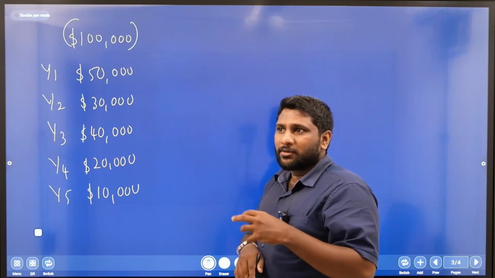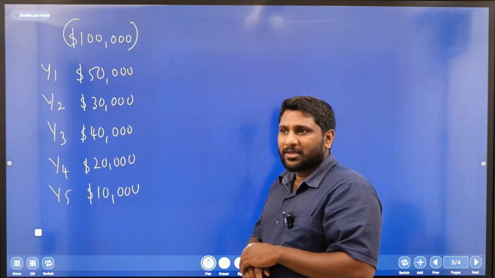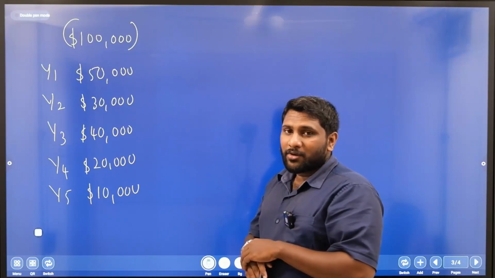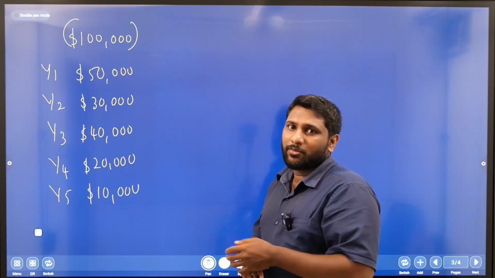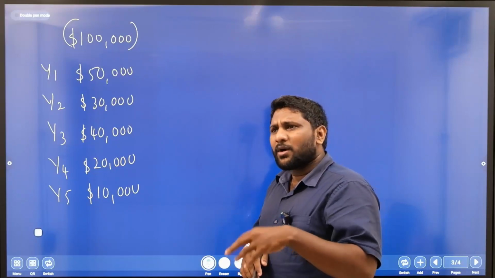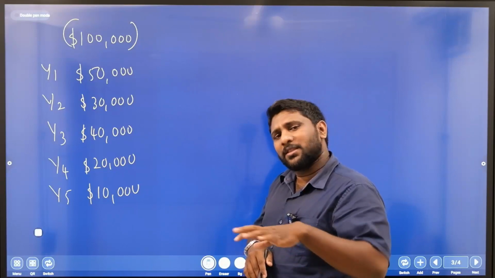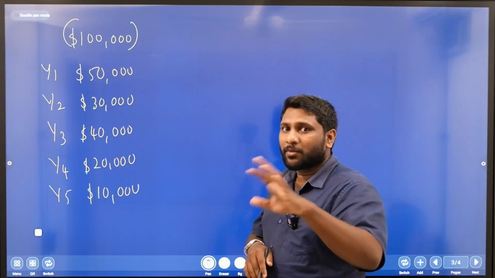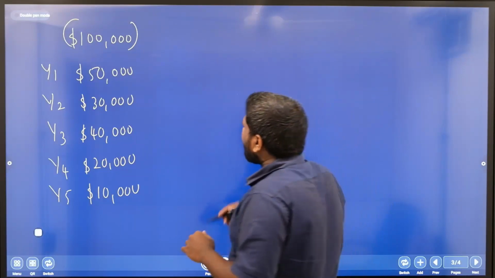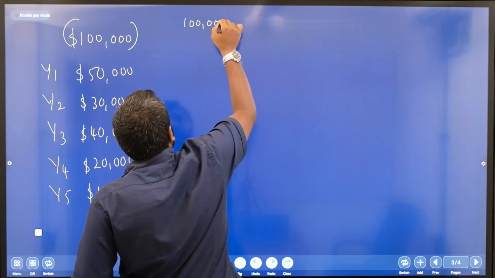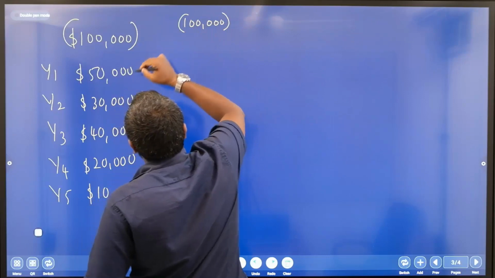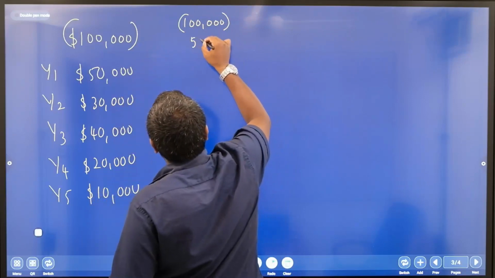I'm not going to teach you the cumulative cash flow method, because the method that I am going to teach you, I personally think, is easier than the cumulative cash flow method. But if you are familiar with the cumulative cash flow method, you can use that method. There is no problem at all. So my investment amount is how much? 100,000. From that, in the first year, how much am I recovering? 50,000.